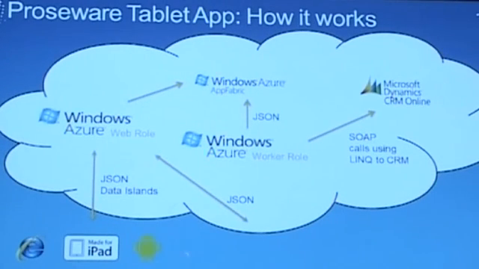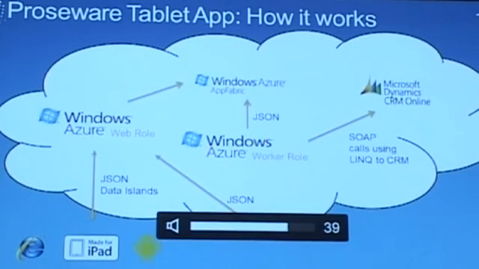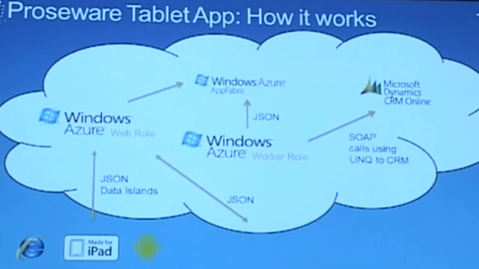So, the primary consumers are IE, Safari on iPad, and the browser on Android, whatever they call it. Some interesting derivatives, right? That's going to consume a web app, basically a web page out of a Windows Azure web role. And then the page comes down, and embedded in that page is the data that we want to work with in JSON format as data islands. So we basically just squirt the data into the HTML page and send it down to the client.